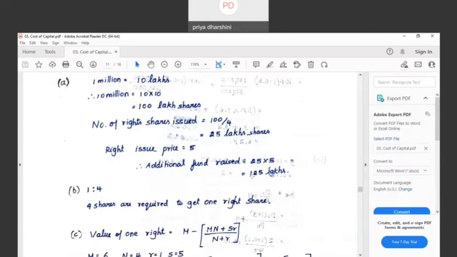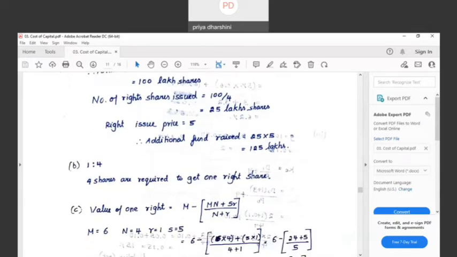Okay. Subdivision B. How many rights are required to buy one new share? If you want to buy one right share, you should be a holder of 4 shares already. How? They have told one new share for every 4 shares held. So if you are a shareholder in a company, you should be holding 4 shares to get 1 share. Okay. So 4:1 is the number of rights required to buy one new share.